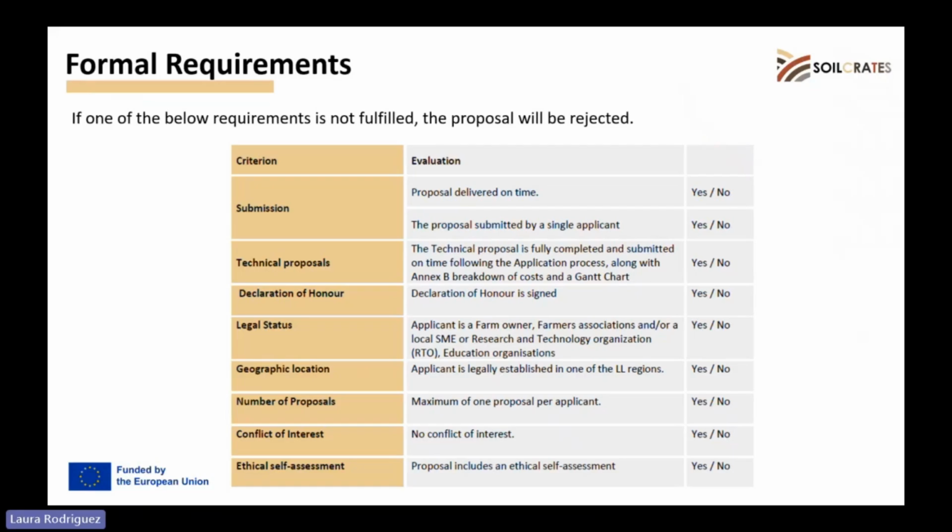Shane mentioned some of these. You have to fulfill all of these requirements or else the proposal will be rejected. So please make sure you deliver the proposal on time, and it has to be submitted by a single applicant only. The technical proposal has to be fully completed with the previously mentioned documents, and the declaration of honour has to be signed. The applicant has to be, again, a farm owner, farmer association, SME, RTO or education organization, and you have to be legally established in one of the living lab regions. It's just a maximum of one proposal per applicant with no conflict of interest, and please include an ethical self-assessment.